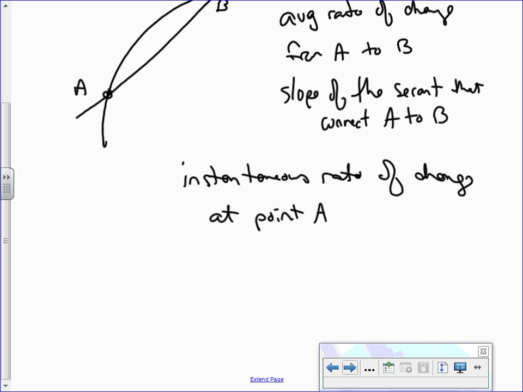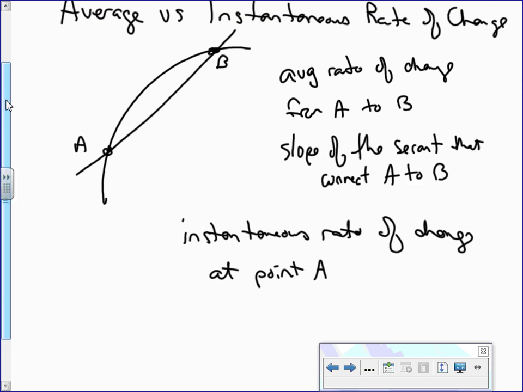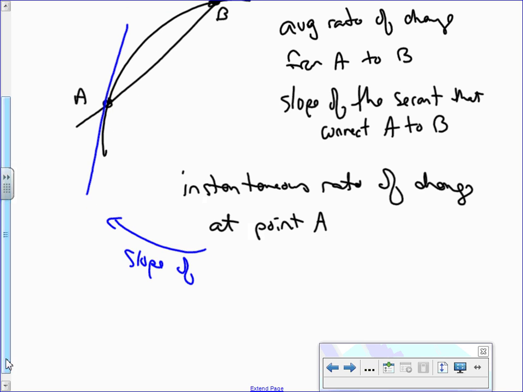The instantaneous rate of change at point A. How is this thing changing right here, right now, at this instant? The instantaneous rate of change at point A would be the slope of the tangent line.